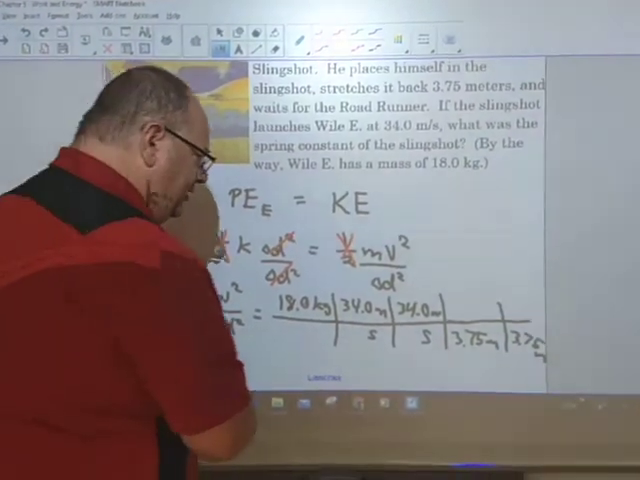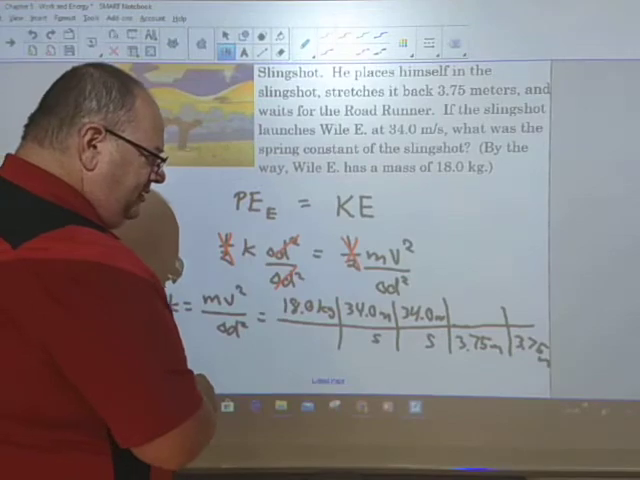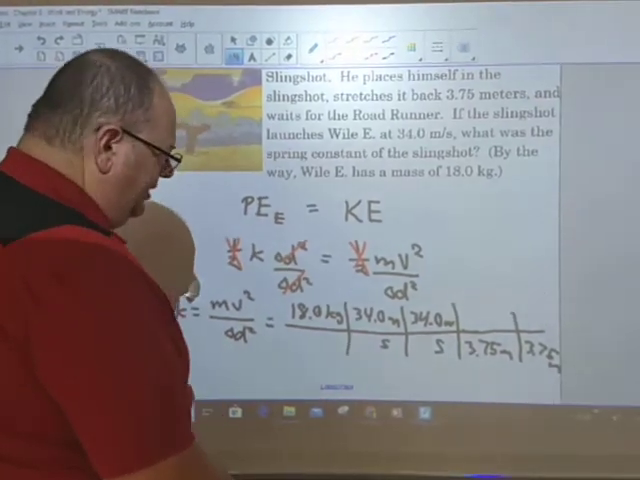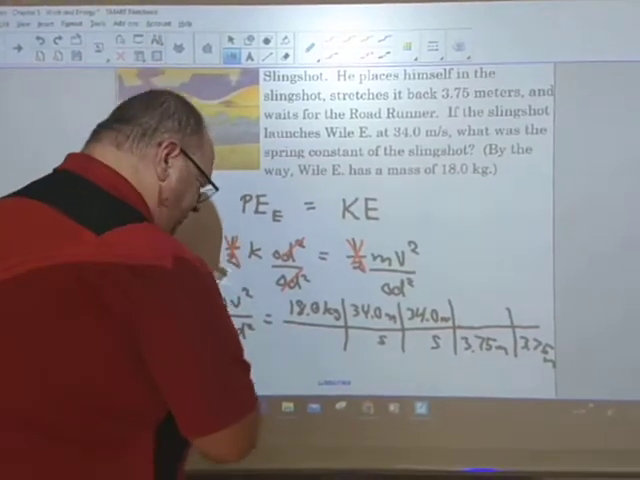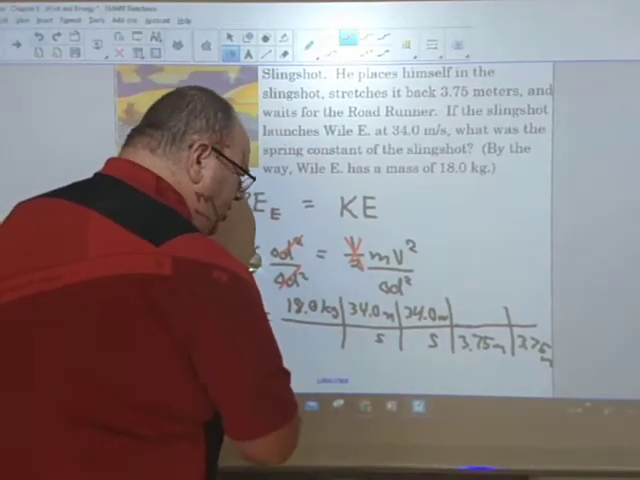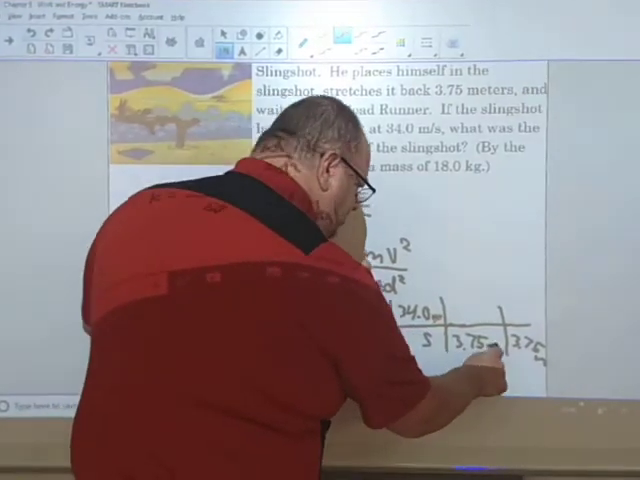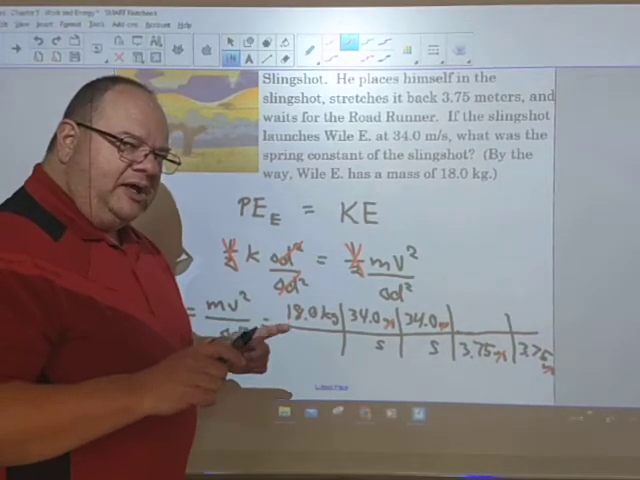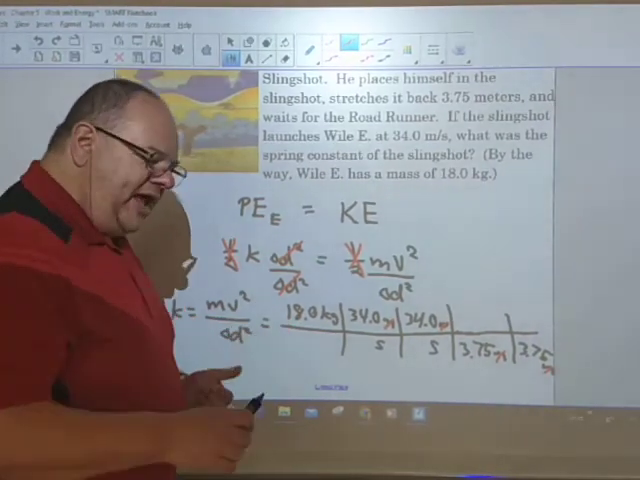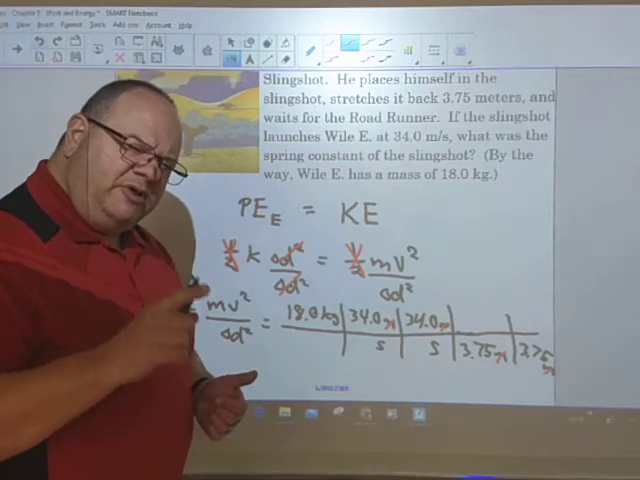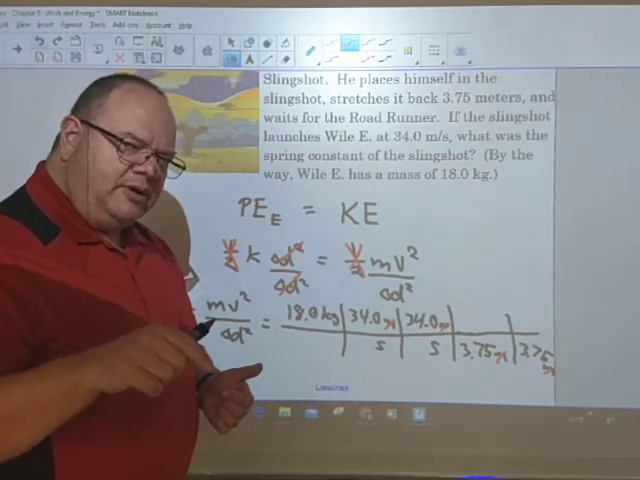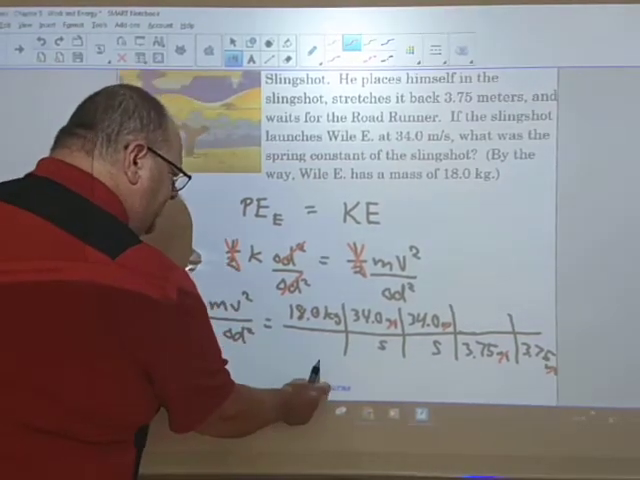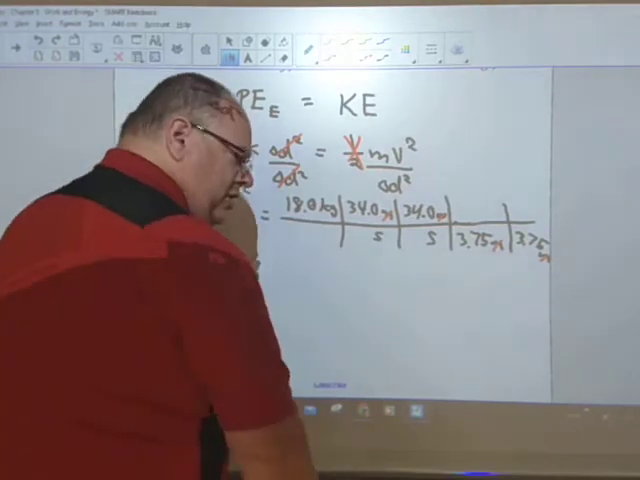So now I go back and I look at my labels and they're going to look a little bit strange, but let's work this out. It looks like meters all cross off, and I've got kilograms per second squared. And you might not recognize that as unit for K. What we're familiar with is newtons per meter as K. I'm going to leave that go and we'll come back to it in just a second. Let me extend this page. Let's do the math.